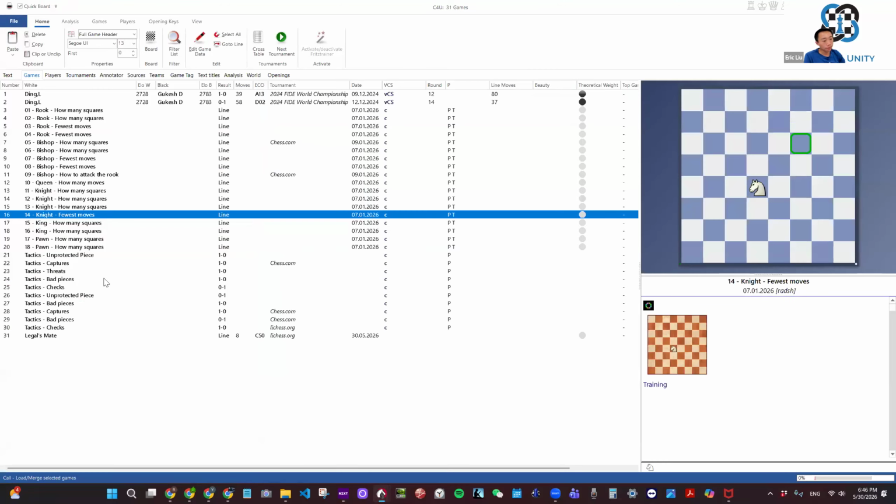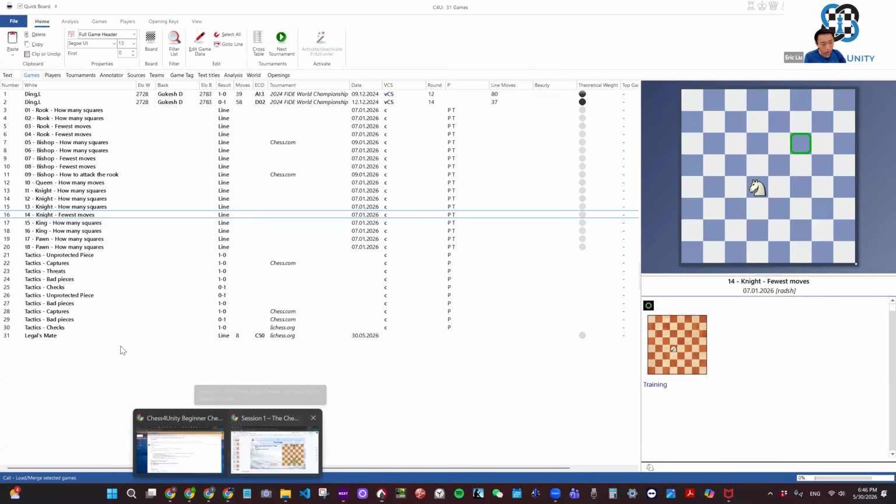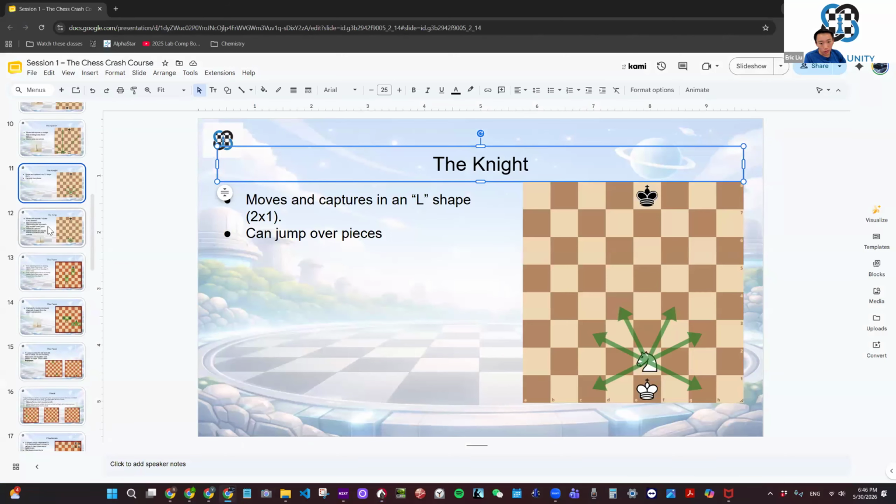4 moves. Okay, we have 2 more chess pieces.